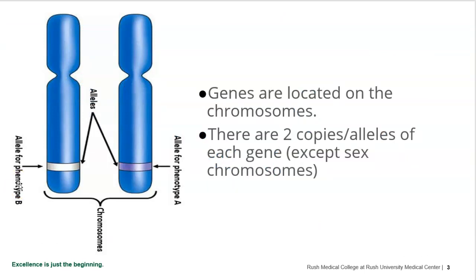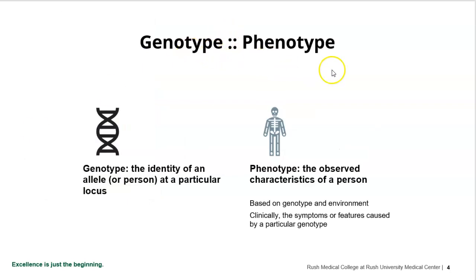We have 23 chromosomes, 2 sets of each, and on each chromosome, the genes are considered alleles, so there are 2 copies of each allele except for the sex chromosomes. So what's a genotype versus the phenotype? The genotype is the identity of an allele or person for a particular locus, and the phenotype is the exhibited outcome. So the genotype is based on the genetics that you have, and the phenotype is based on both the genotype and the environment.